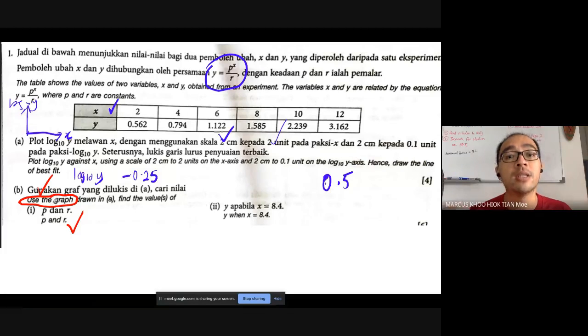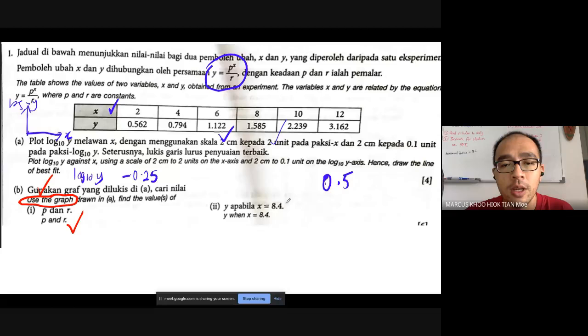The question specifically says use the graph. It doesn't say use the equation to find p and r. So be very careful. I saw this in the exam and I will probably see it a lot of times in the future, because it's a very common mistake. Students tend to forget these words, use the graph. So we need to use the graph.